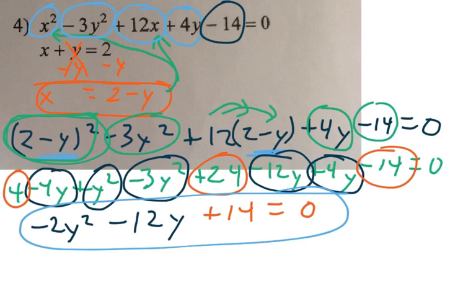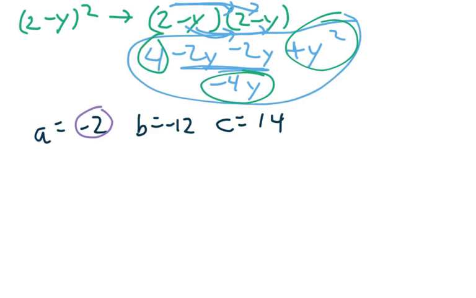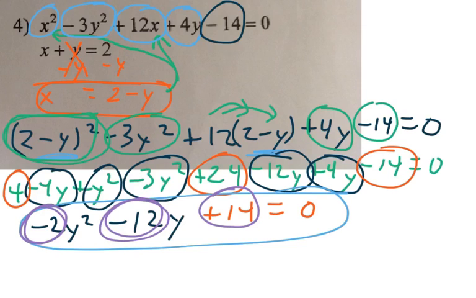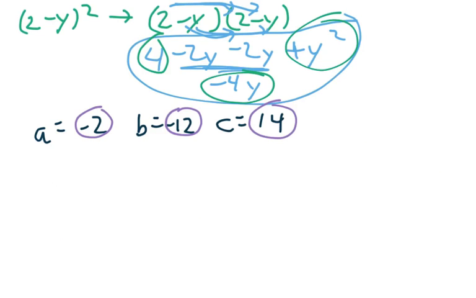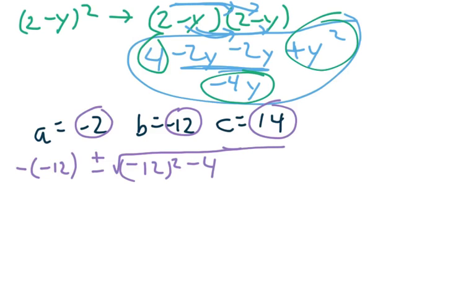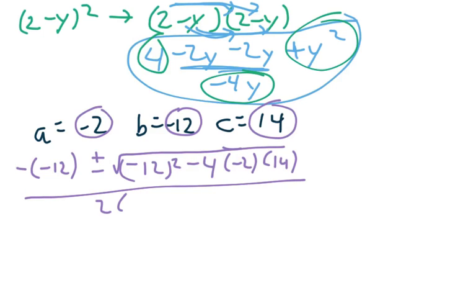Again, A is -2. Let's see, I'll use purple. A is -2, correct? B is -12. C is 14. A -2, B -12, C 14. Watch our signs. Okay, so we're ready for the quadratic formula. And again, I'm just going to say it out loud. The negative of the b plus or minus square root b squared minus 4 times a times c. Watch your negatives now, all over 2 times a, which is -2.